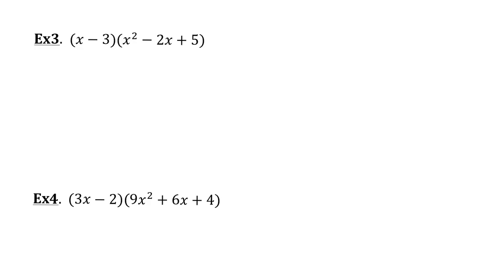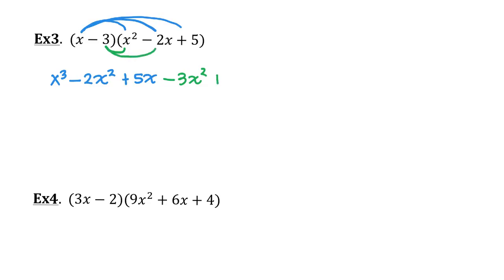Okay, so let me see, if I distribute, x times x to the second is x to the third. X times minus 2x is minus 2x to the second. X times 5 is positive 5x. Okay, I'm done distributing the x. Now I'm going to go back and distribute this minus 3. So minus 3x to the second. Minus 3 times minus 2x is going to be positive 6x. And minus 3 times 5 is minus 15.